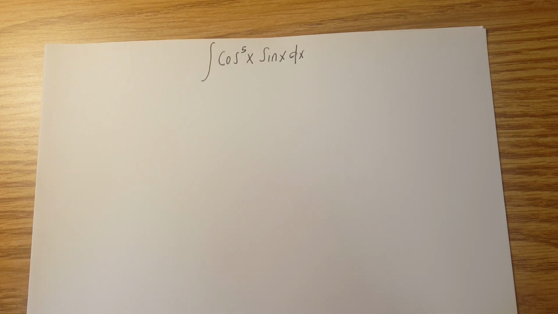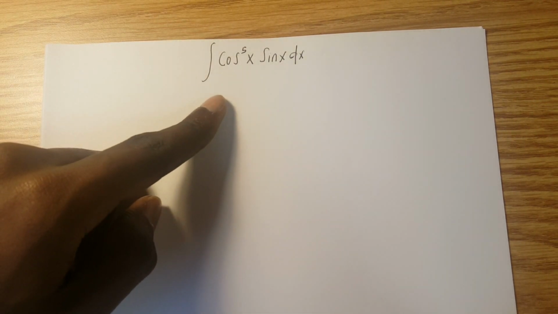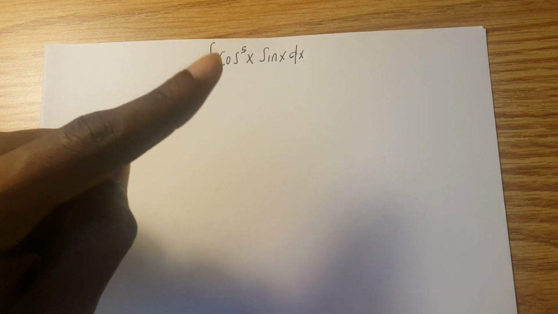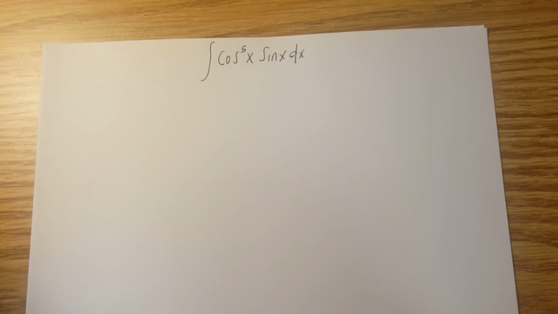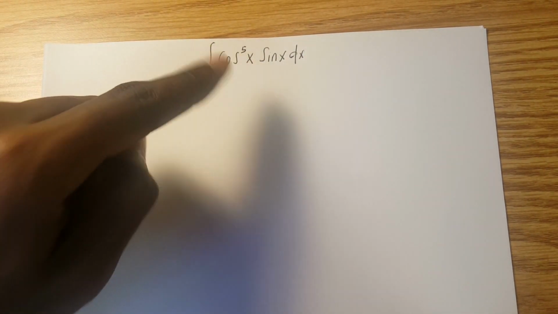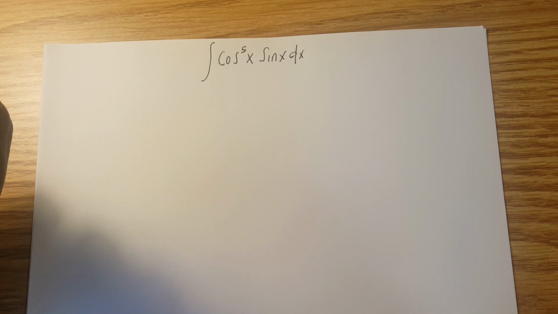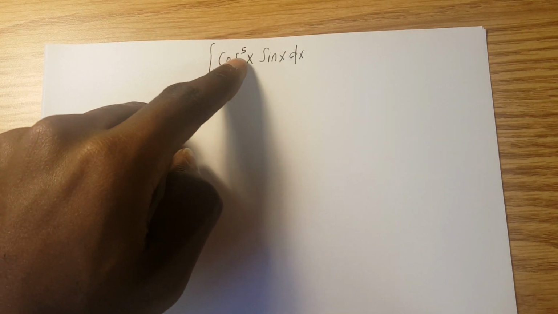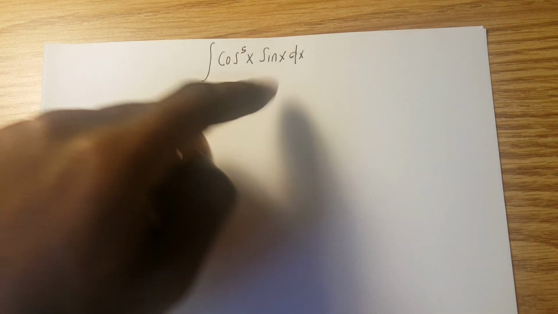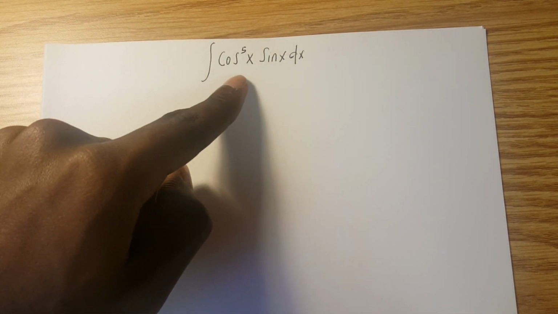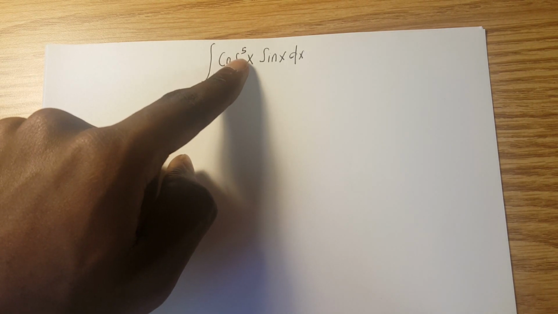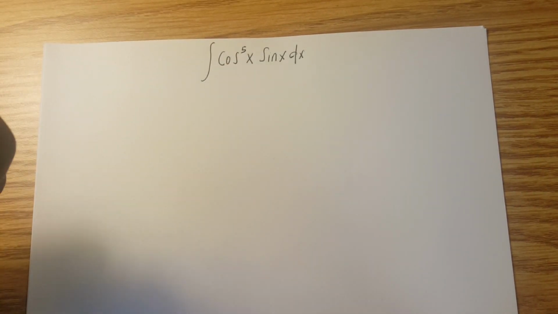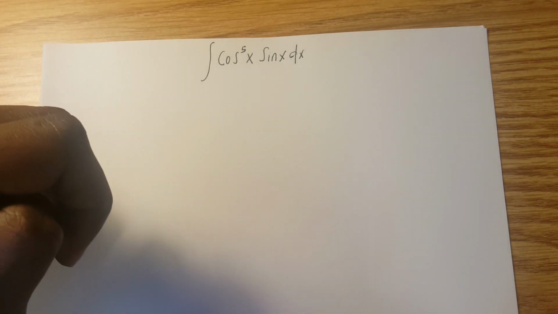So we have a problem here. We are asked to evaluate the integral of cosine to the fifth x sine x dx. If you look at this problem, in my previous videos I've been talking about how you should look at the powers and what the powers are supposed to tell you. Here we have an odd power of cosine and an odd power of sine, but we are interested in this because the odd power of cosine is greater than 1, and so we can apply one of the rules that we learned in our previous video.